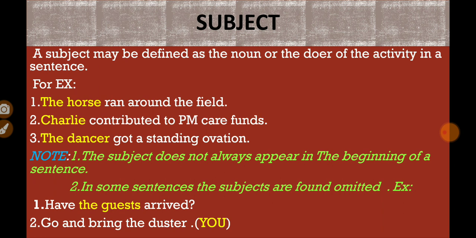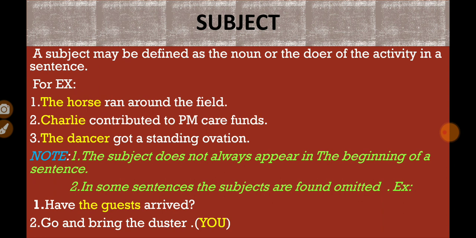I would say it would be much better now as you are coming to the secondary sections. So you need an improved version of the definition. So here the subject may be defined as the noun or the doer of the activity in a particular sentence. Let us take some examples and try to analyze and understand it. And we would also try to find out the subject part of these particular sentences.